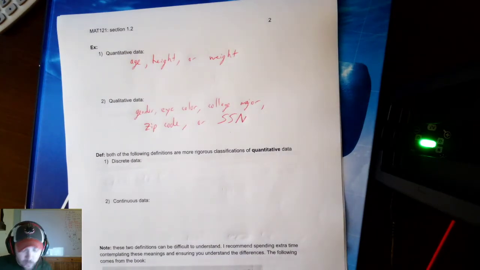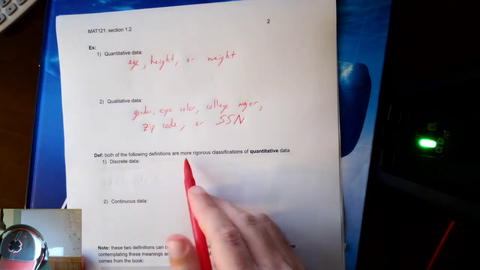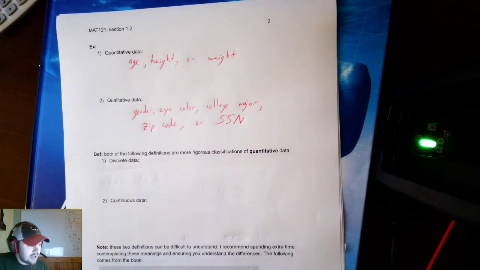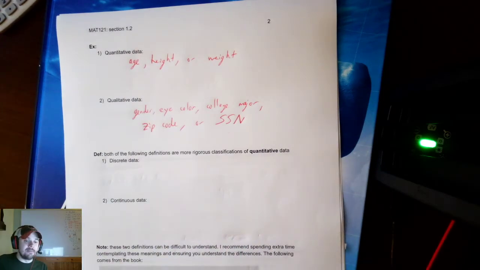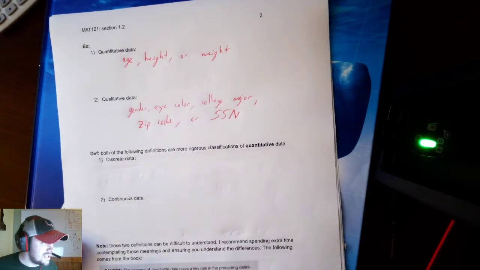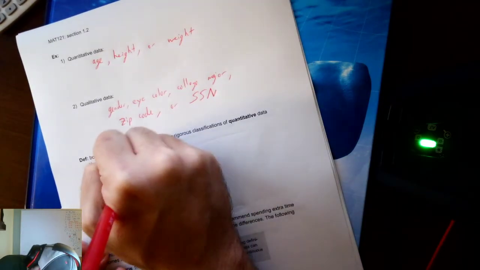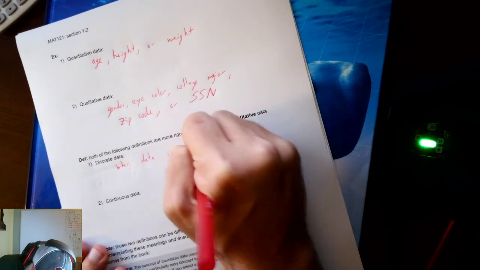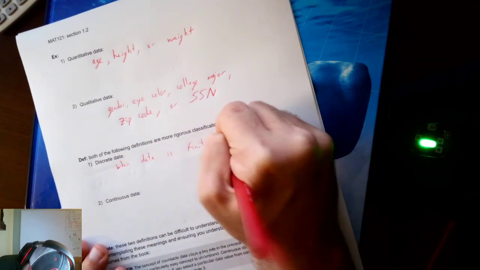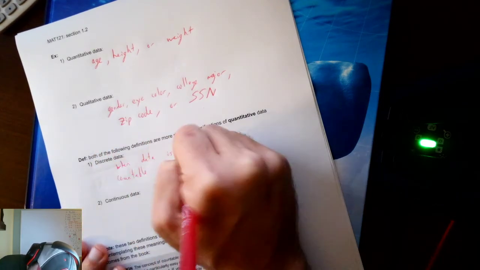So next, we have another dual definition. First, both these definitions are more rigorous classifications of quantitative data. So this is numeric data being broken down a little bit further. So let's take a look at discrete data first. This is when data is finite or countable in nature.